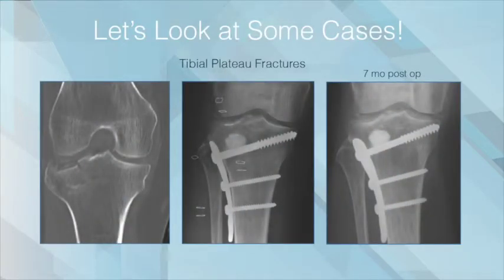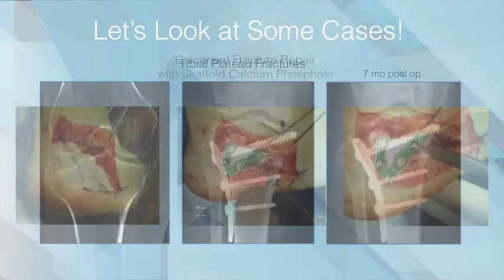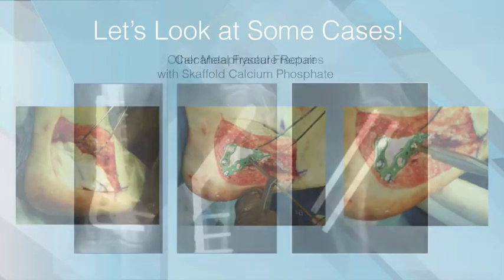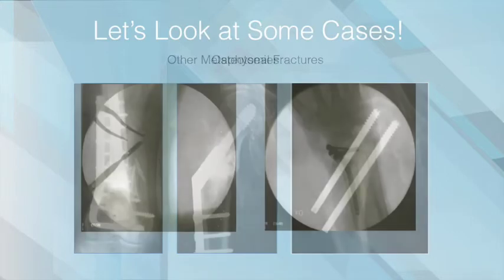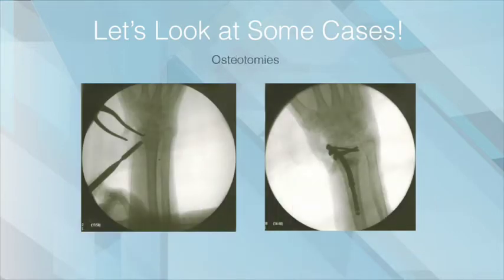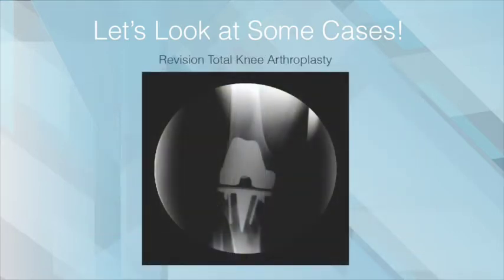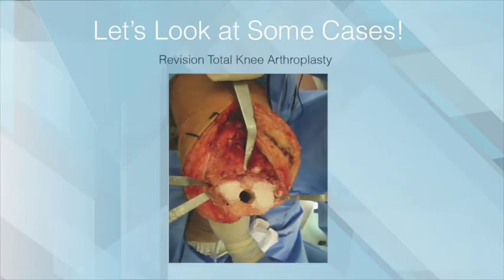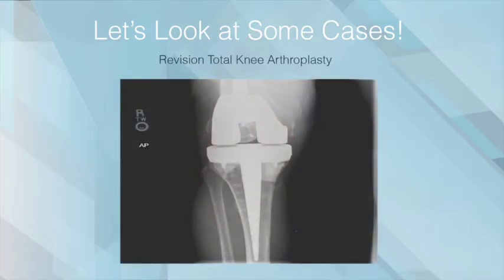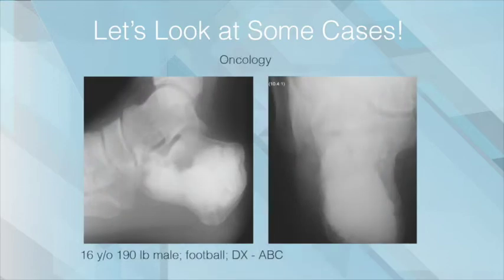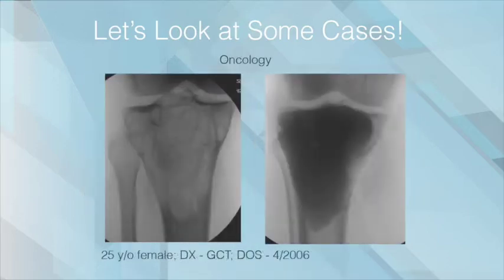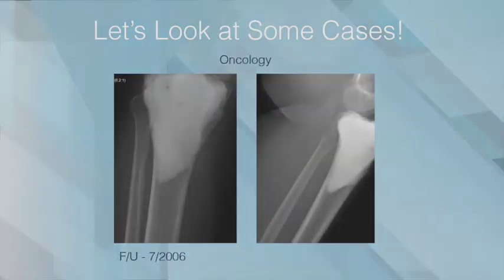In the following sequences, you'll see X-ray evidence of the ways that SKaffold can be used usefully in orthopedic procedures, and many different types. Some of these cases include tibial plateau fractures, calcaneal fractures, femoral fractures, distal radius osteotomies and fractures, revision cases like total knees, tumor and cyst voids anywhere in the body, as seen in this calcaneal cyst and this giant cell tumor of the tibial plateau.